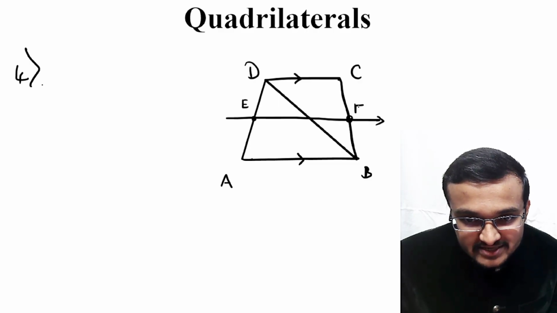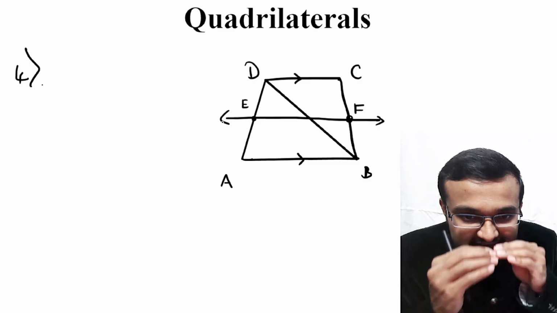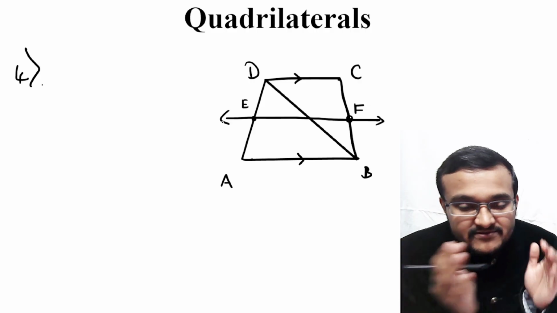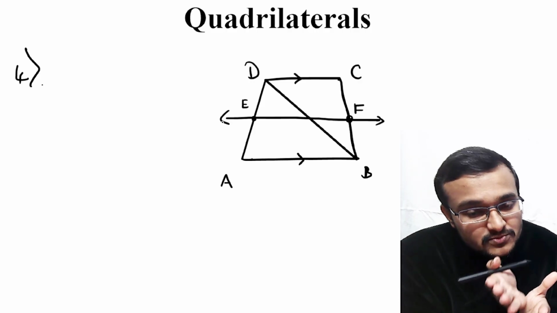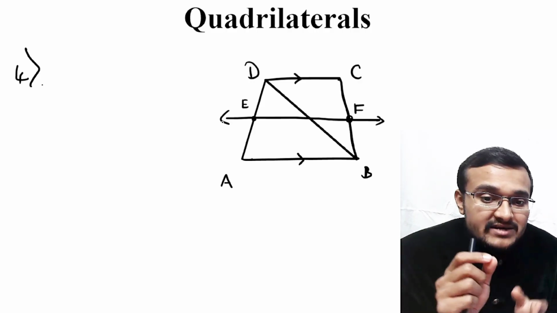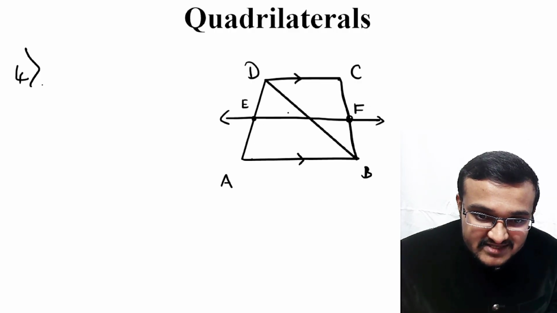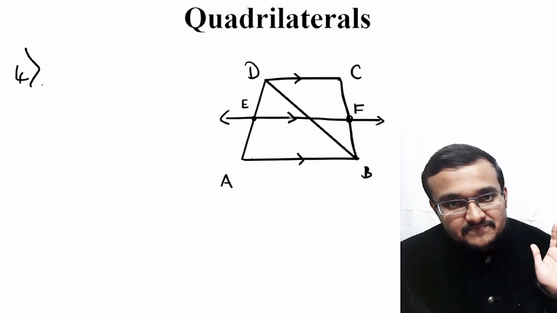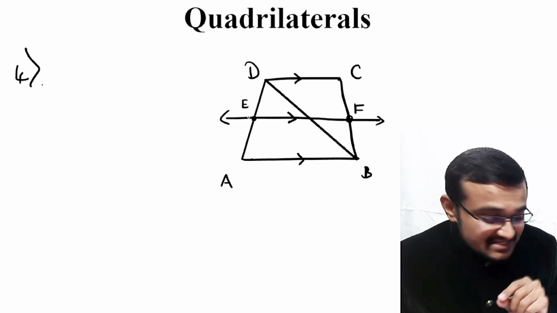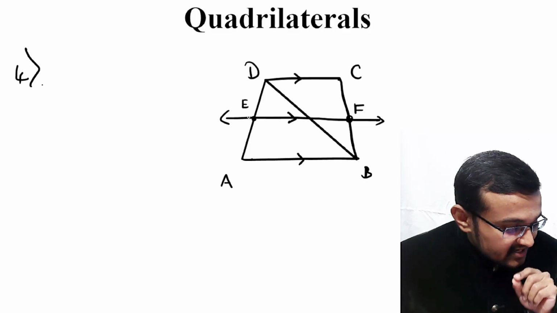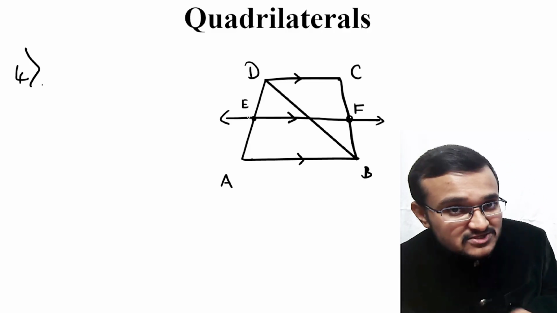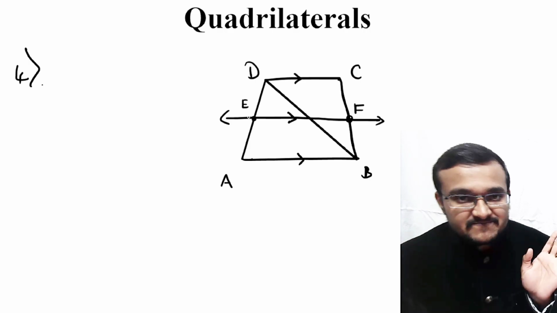That is, this point is F. So there is a line intersecting at F, which is also passing through the midpoint E. Now another piece of data they have given is that this line is parallel to AB. Based on this data, you need to show that F is also the midpoint of BC.